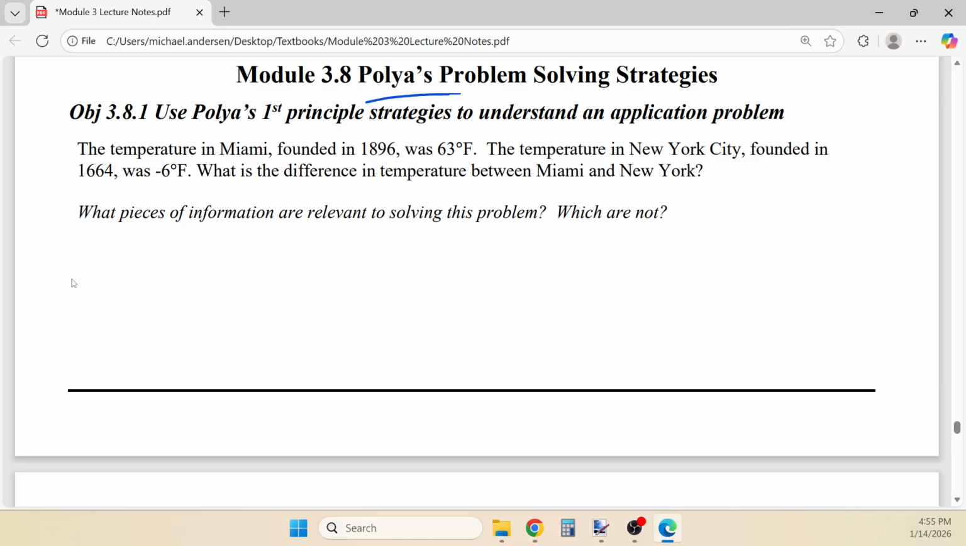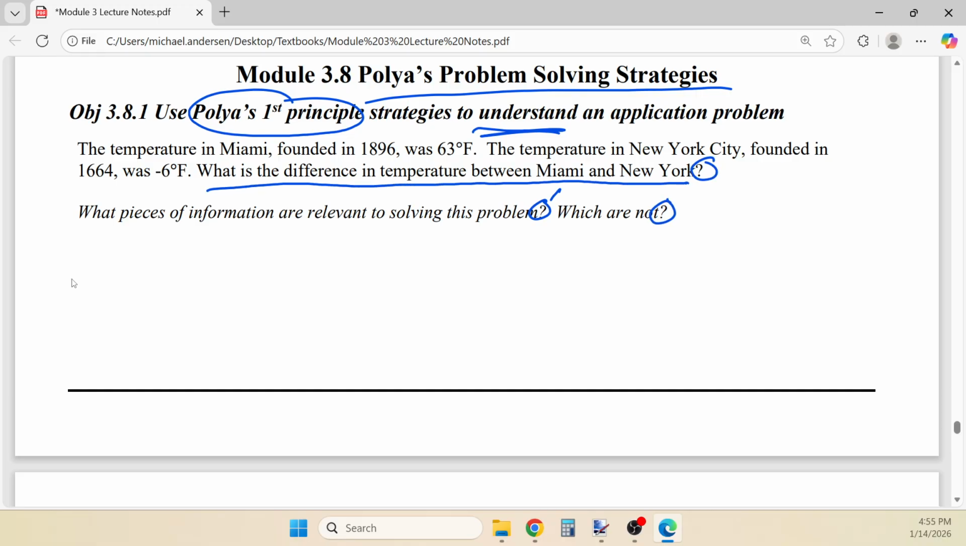More Polya problem-solving strategies. Here we're just going to focus on the first principle of understanding the problem. Okay, so let's look at the question marks. What is the difference in temperature between Miami and New York? What pieces of information are relevant to solving the problem, which are not? So this here is actually the problem statement. We want to go through this problem and figure out what information is useful, what information is not useful. The goal is to find the difference in temperature, so we're only caring about the temperatures.